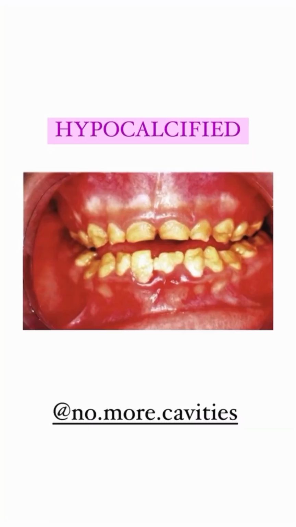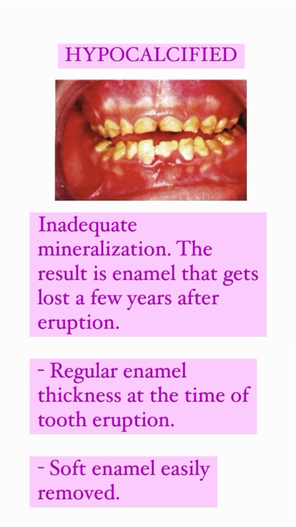Hypocalcified enamel. In hypocalcified enamel, there is inadequate mineralization. The result is enamel that gets lost a few years after eruption. There is regular enamel thickness at the time of tooth eruption. The soft enamel is easily removed.